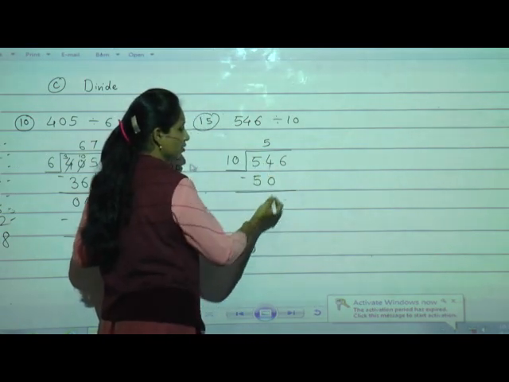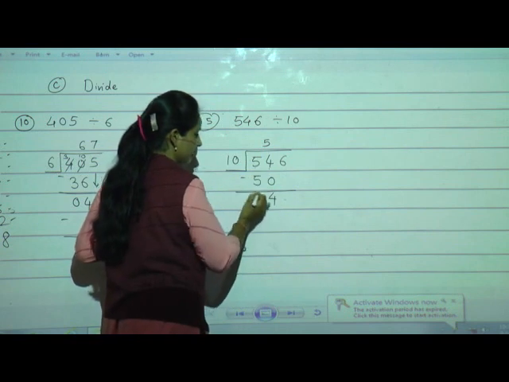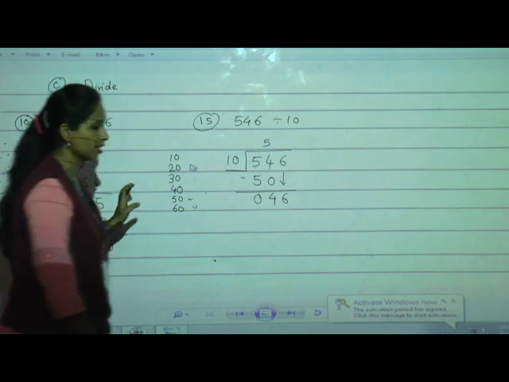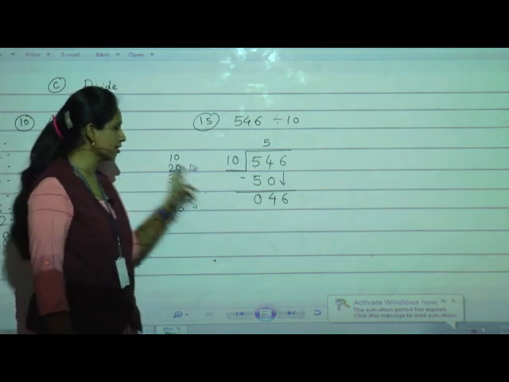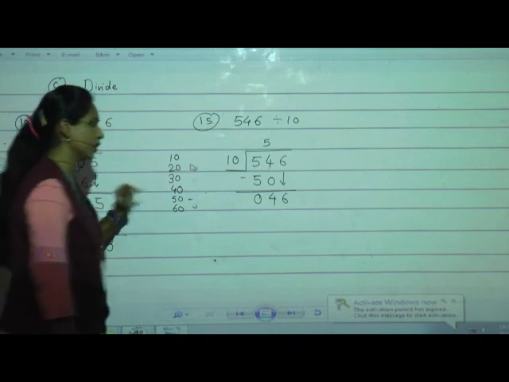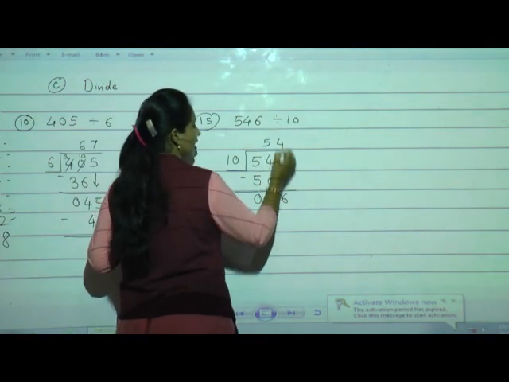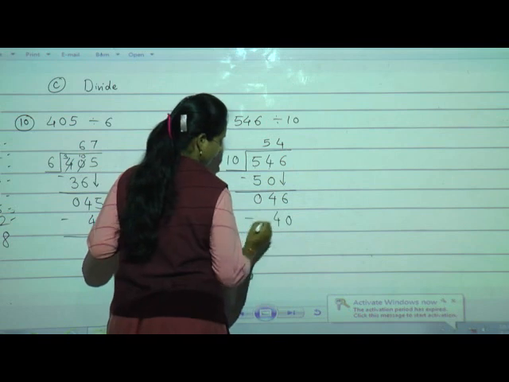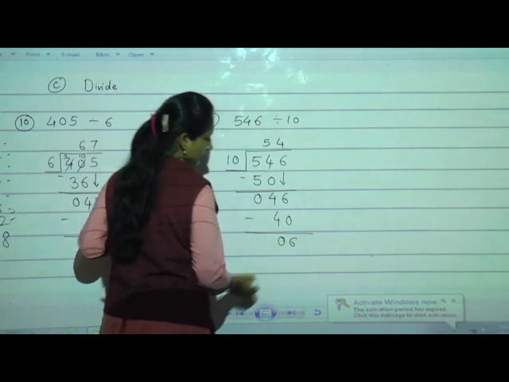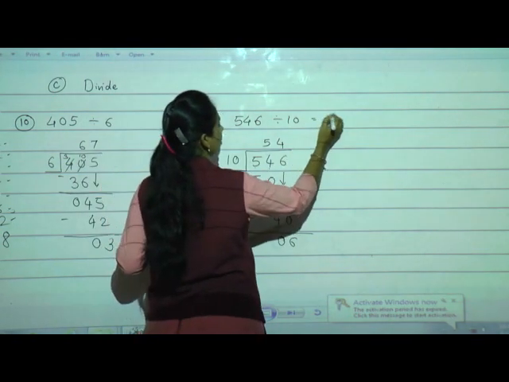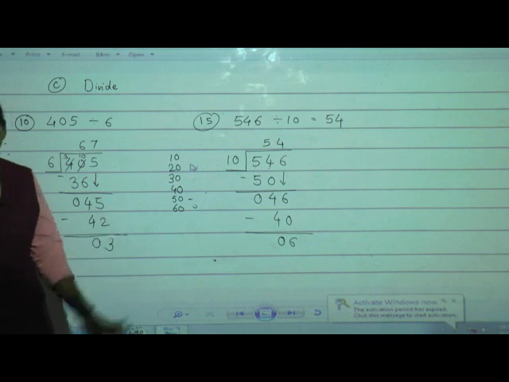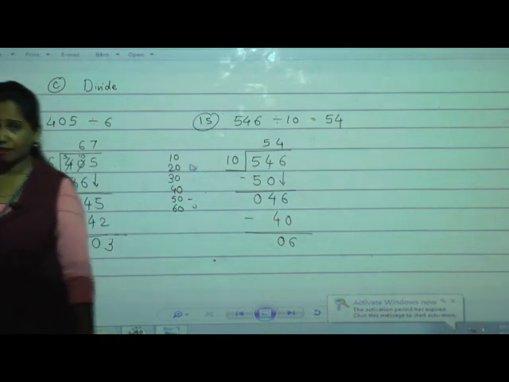10 5s are 50. Now we will subtract. 4 minus 0, 4 only. 5 minus 5, 0. Now bring down the next number, that is 6. Now we will see, is 46 there in 10 table? No. So what is less than 46? It is 40. 10 4s are 40. Now we will subtract. 6 minus 0 is 6, 4 minus 4 is 0. So what is the answer here? 54. Clear? Now remaining all sums are very easy.